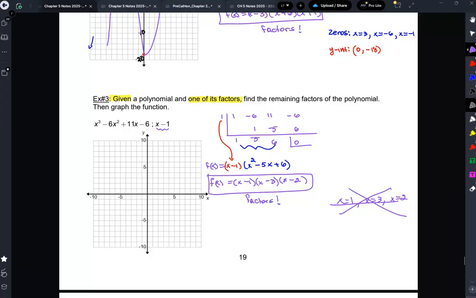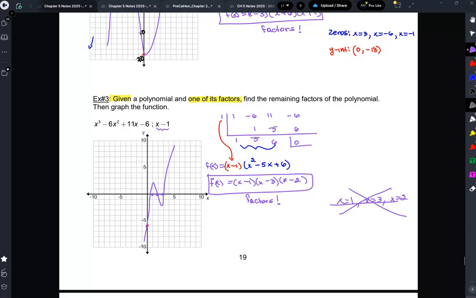And now we're going to graph this. So we've got zeros at 1, 3, and 2. End behavior, same as before. What's the y-intercept? -6. Always put the y-intercept, and that will literally ground you a bit.